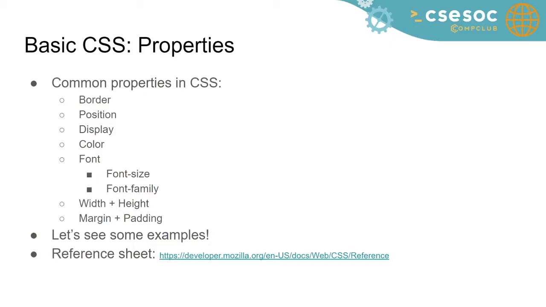The color, which is, as the name suggests, the color of the element. There is also font. So there's two things, which are font size, how big or small your text is, and font family, which is basically what the font is. So, everyone's favorite font, Comic Sans. Then we also have width and height, pretty self-explanatory, and margin and padding.